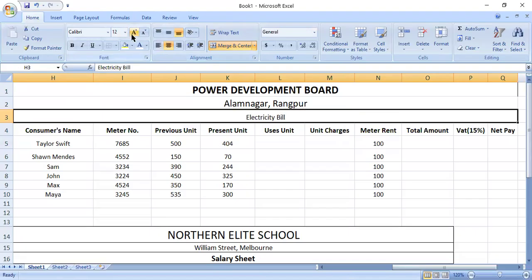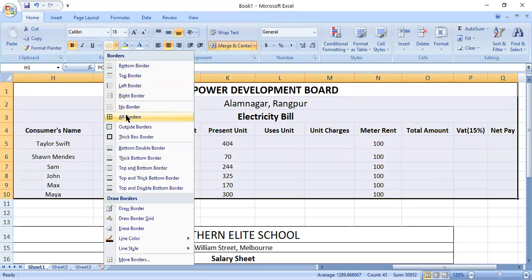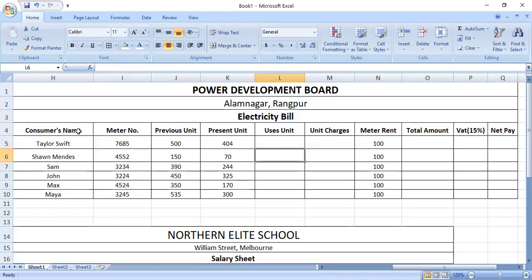Also you can increase its size. This looks okay, and make it look bolder. Also we can add borders over here. In the borders there are lots of options, but we will use all borders, so there are borders on all the sides of the boxes like this. Now what we need to do is write the consumer's name. I have also made this look bolder and centered them so that they look good. Then I have written all the names over here.